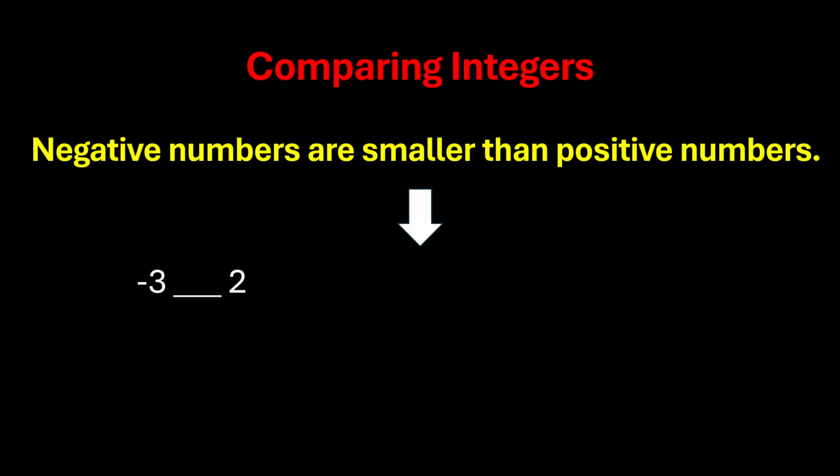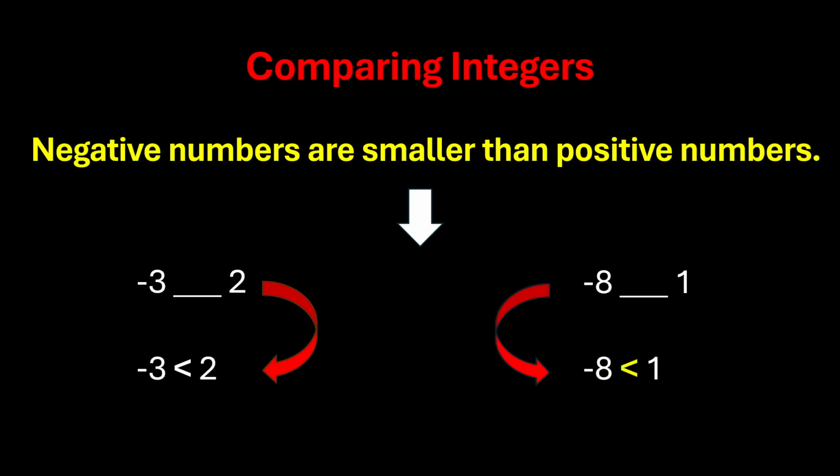For example, let's compare minus 3 and 2. So a negative number is less than or smaller than a positive number. So minus 3 is less than 2. Now minus 8 and 1. 1 is positive and minus 8 is negative. So 1 is greater than minus 8, or minus 8 is smaller than 1.